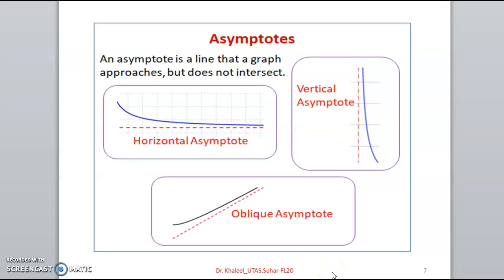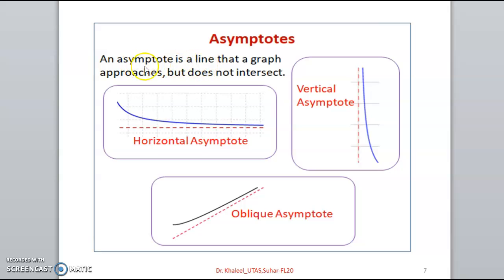This is the second part of the second video lecture of week 2. Here we discuss in detail the asymptotes. What is an asymptote? An asymptote is a straight line.